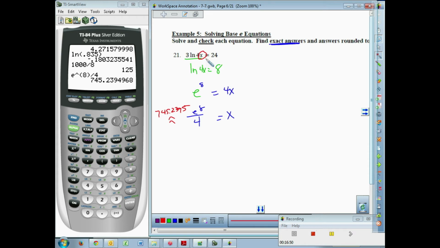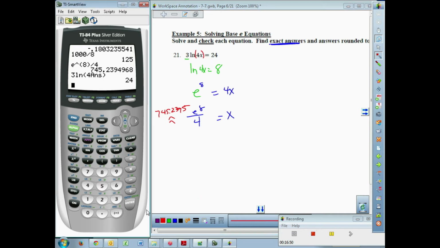Cool? Let's type it in just as 3 times the natural log of, do you see how it automatically put a parenthesis for your argument? 4 times that previous answer, close it up, right? Isn't that argument 4x? Now, they didn't have parentheses in the original problem, but it's understood that that's really in parentheses there. You should get back 24, which we did, so check it.